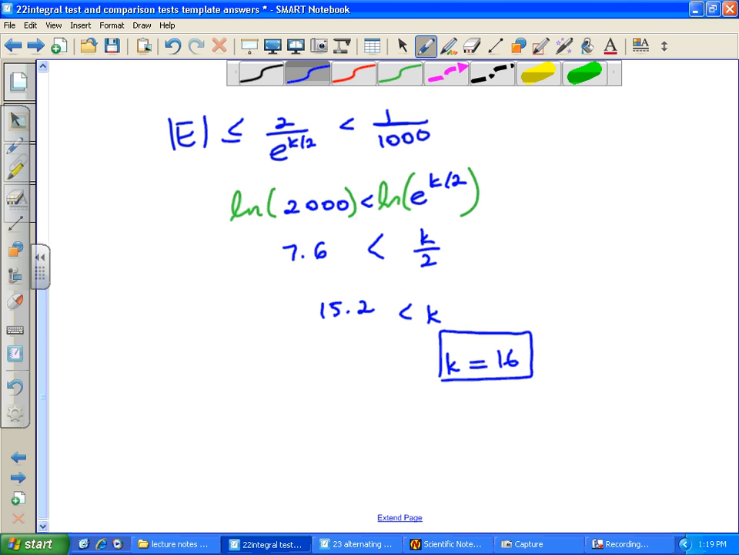So if you were to add up from n equals 1 to 16 of the given series, which is e to the negative n over 2, then this will be very close to the actual infinite sum. This will be very closely approximating the infinite sum from 1 to infinity of e to the negative n over 2. And what will be the difference between them? The difference between summing infinitely many terms and summing just the first 16 terms. We know that that difference will be less than what? 0.001, less than 1 over 1,000.